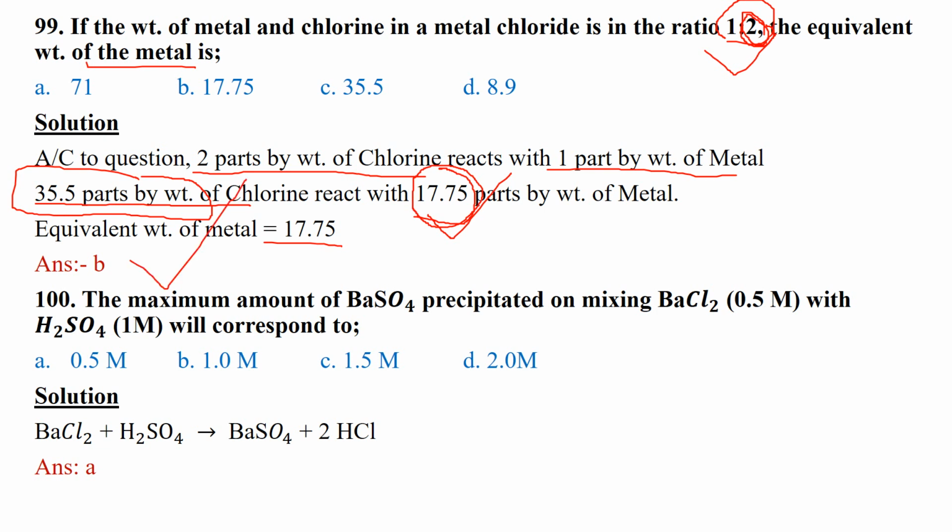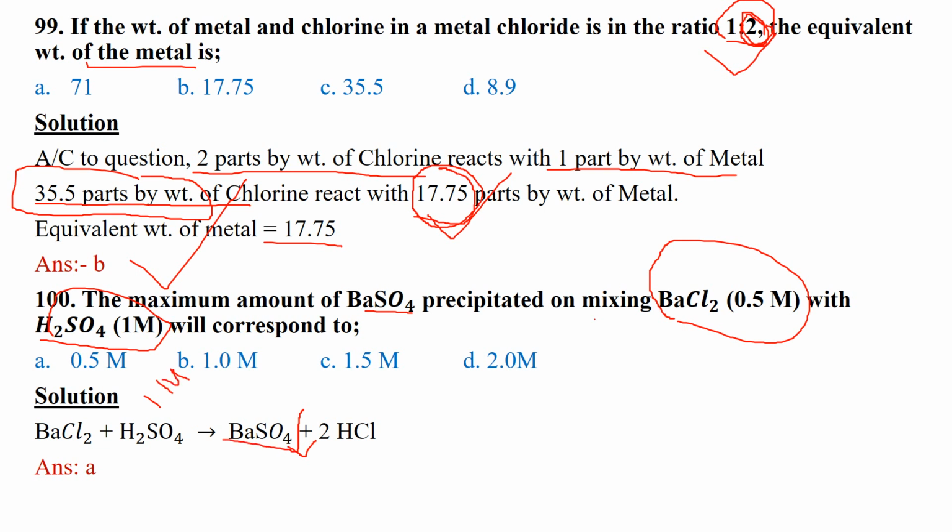Answer B. The maximum amount of barium sulfate precipitated on mixing BaCl2 of 0.5 molar concentration with sulfuric acid of 1 molar concentration will correspond to? So we have to calculate the maximum amount of barium sulfate formed. Here is the equation. Barium sulfate will be precipitated out, the concentration of barium chloride is 0.5 molar and the concentration of sulfuric acid is 1 molar. What is the maximum amount of barium sulfate formed?